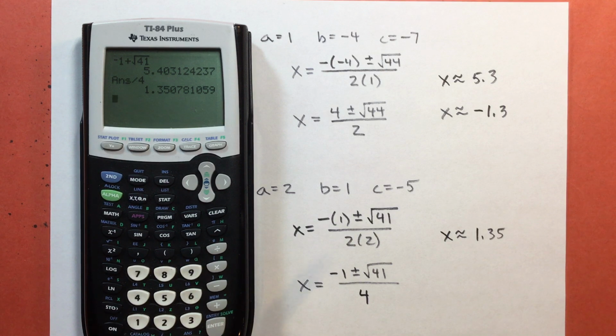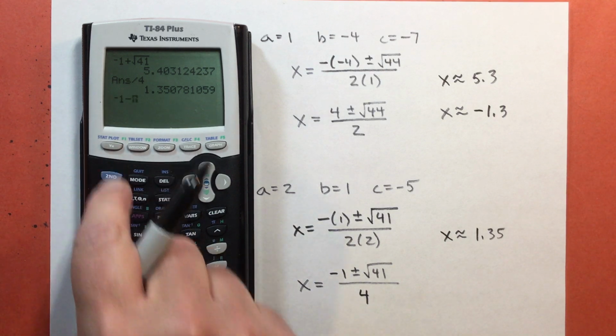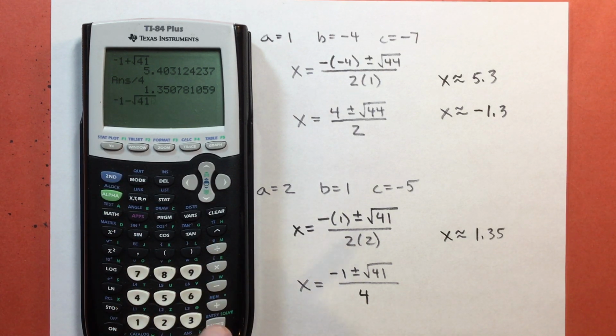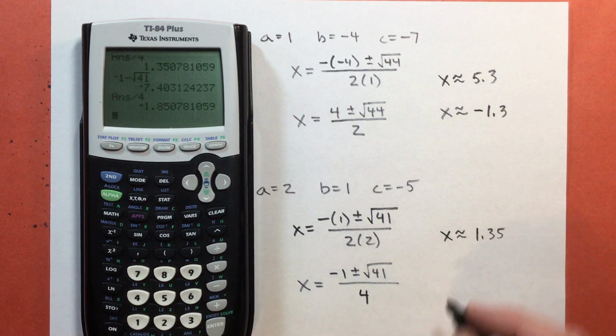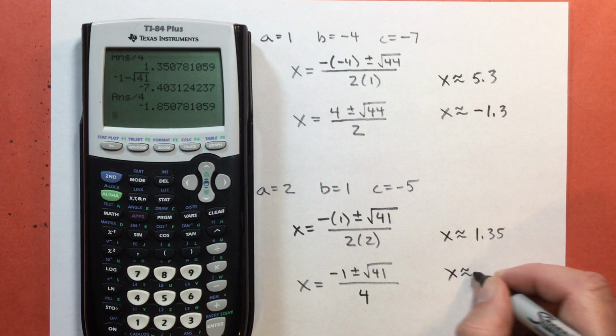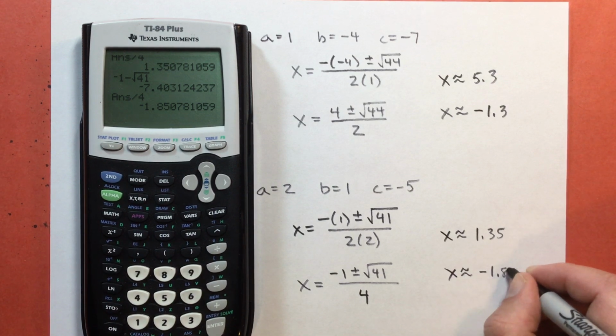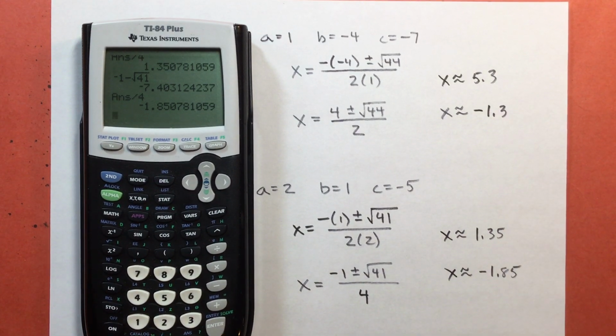So x is first going to be approximately equal to, we'll say 1.35. And the other one is going to be -1 subtract square root of 41. Divide that by 4. And I get x is approximately equal to -1.85. Alright, make sure you have a calculator for that one.